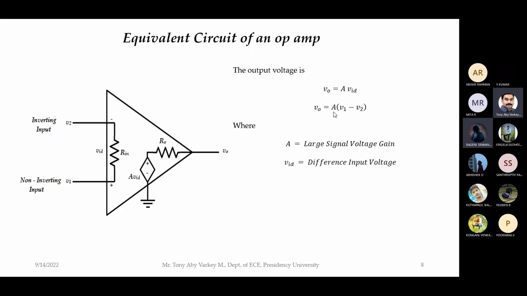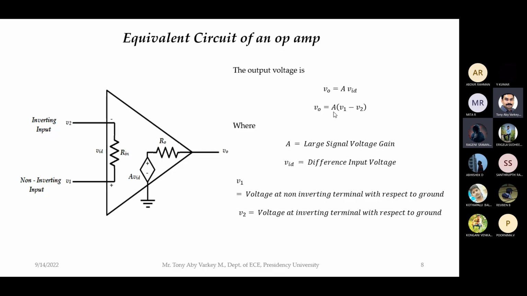Here A is the voltage gain, VID is the differential input voltage, V1 is the voltage at the non-inverting terminal, and V2 is the voltage at the inverting terminal. Please remember this is the equivalent circuit of an op amp. You have two inputs, and the output voltage is A into VID, where VID is V1 minus V2. Today's class is just an introduction to op amp; in coming classes we will explore more.